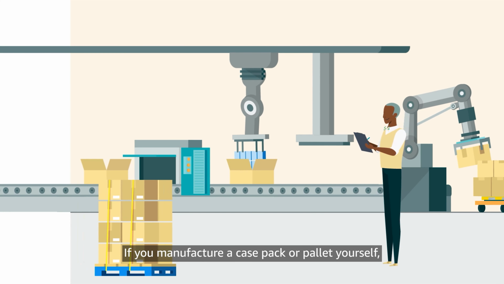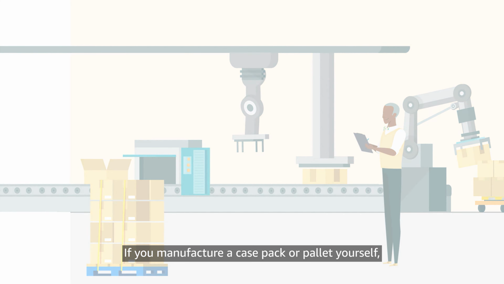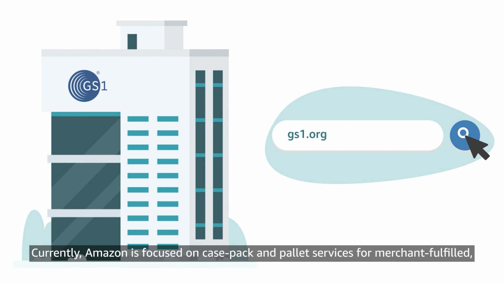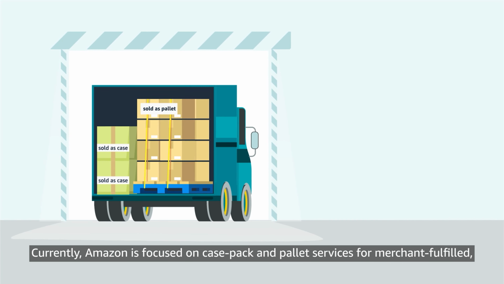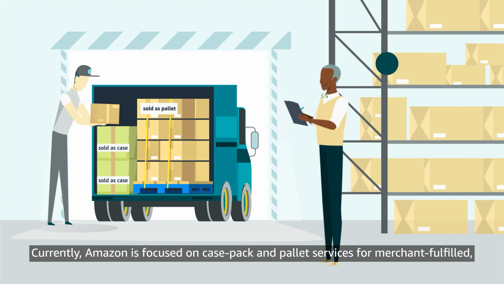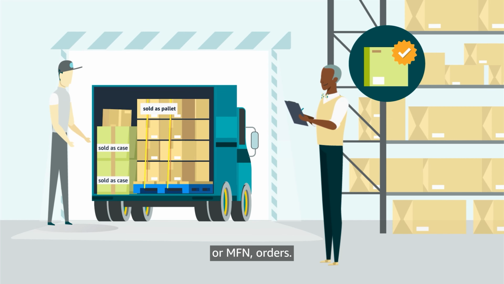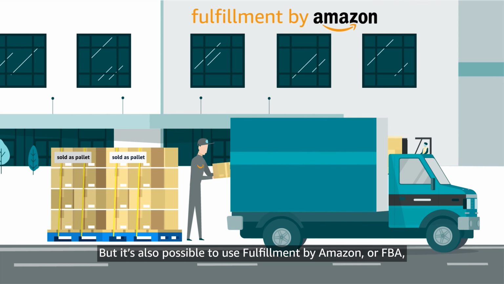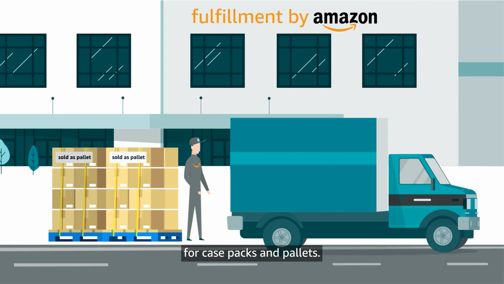If you manufacture a case pack or pallet yourself, you can purchase a GTIN from Global Standards 1 by visiting gs1.org. Currently, Amazon is focused on case pack and pallet services for merchant-fulfilled or MFN orders. But it's also possible to use Fulfillment by Amazon or FBA for case packs and pallets.